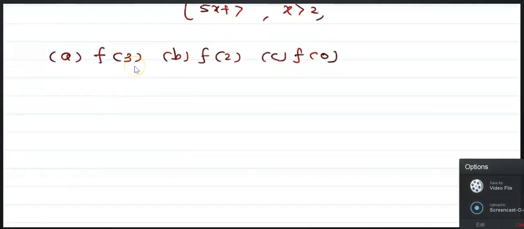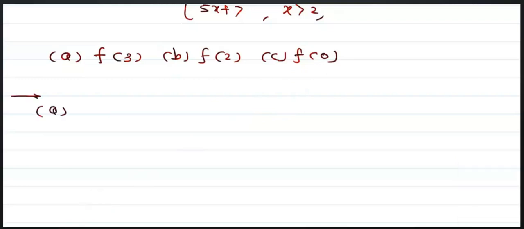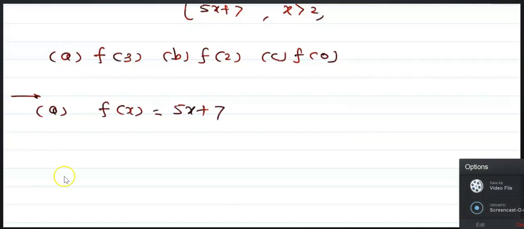Find out the value of f of 3, f of 2, and f of 0. Now first we'll find out the value of f of 3, where f of x is equal to 5x plus 7. Here x is equal to 3, therefore we take the second function, that is 5x plus 7. This is defined when x is greater than 2.